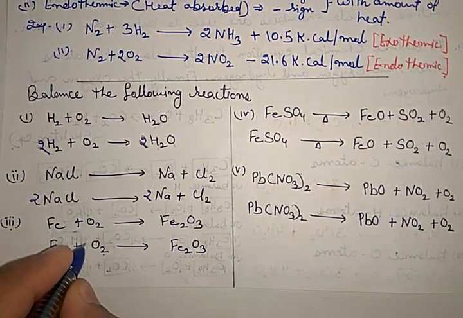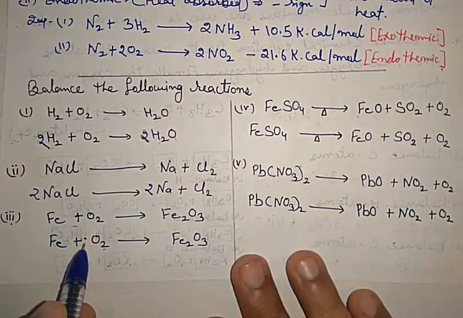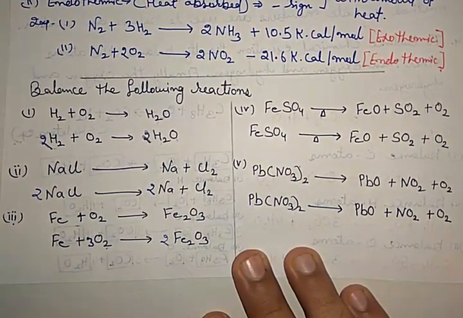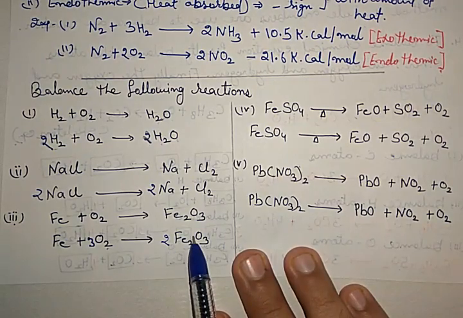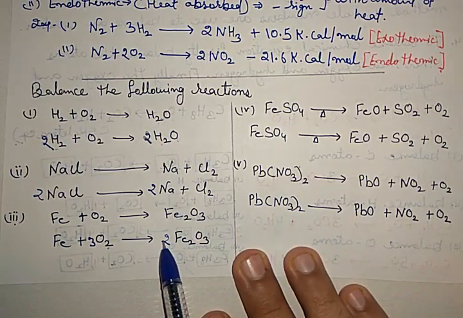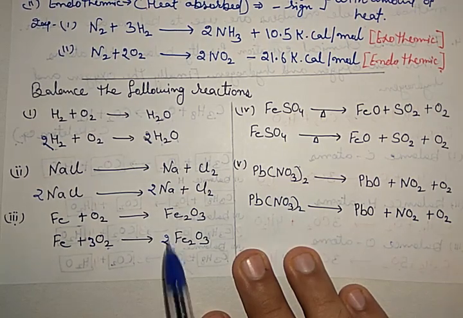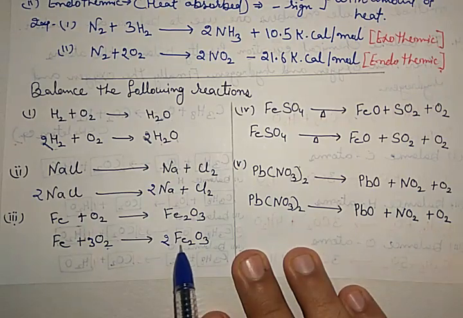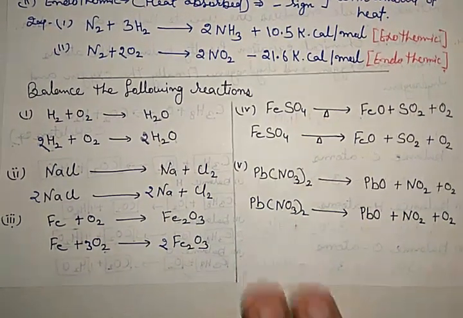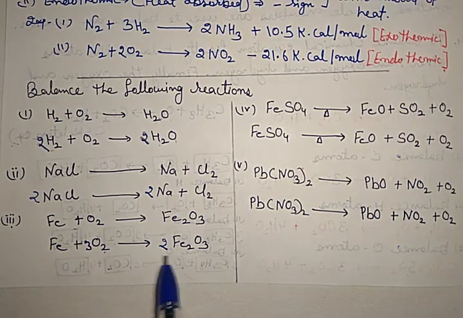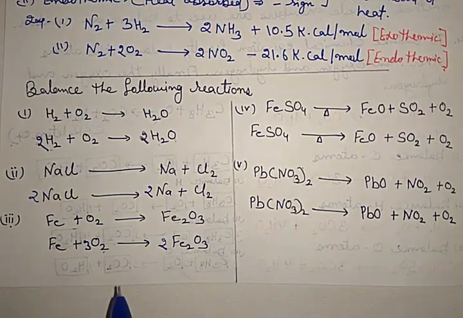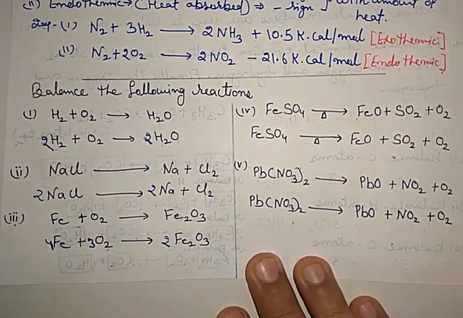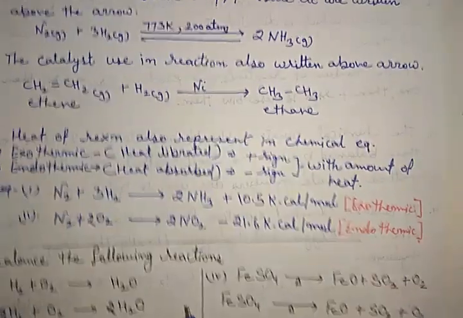If I multiply this 2 with the 3 and this 3 with the 2, let me clear you. We do not use 2 here. We have to put that number here. As I already told you, we cannot bring any change in the composition. Okay, so now 3 into 2 is 6 oxygen, 3 into 2 is 6 oxygen, but in that case iron becomes 2 into 2, 4. So we have to balance iron. We use 4 here.